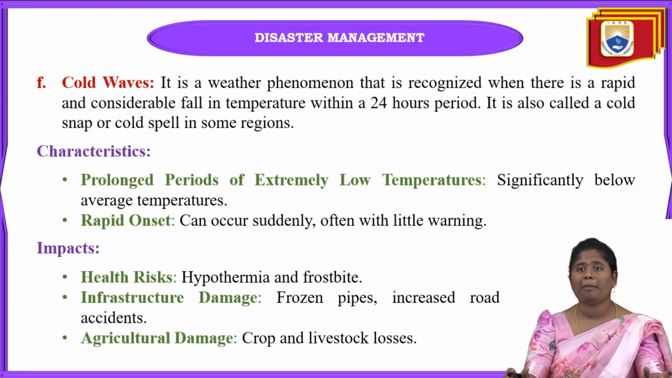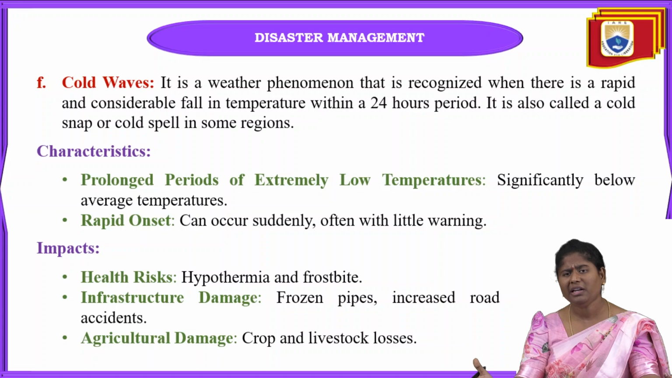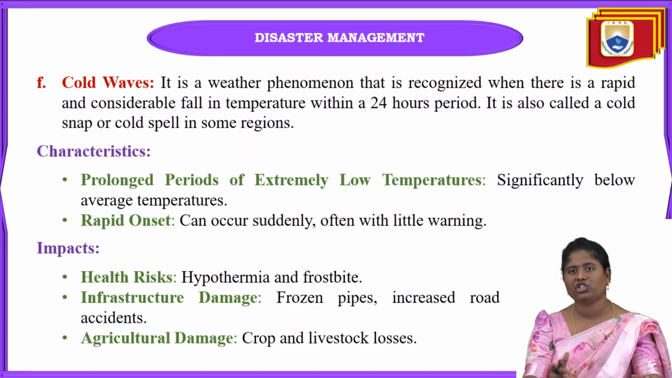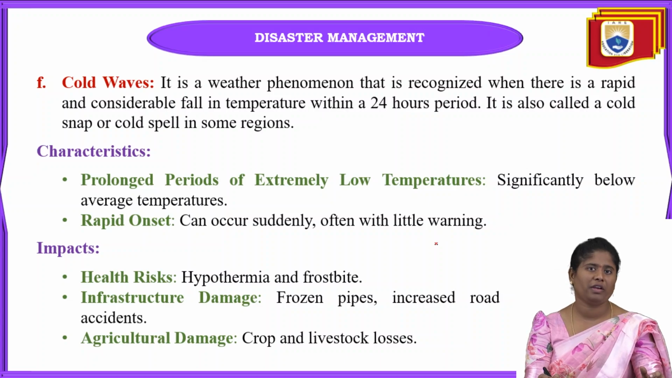And next one is rapid onset. Because of this rapid onset, these cold waves can occur suddenly. Why? Because within 24 hours it can change the overall temperature. So with little warning only, we can face these cold wave situations.